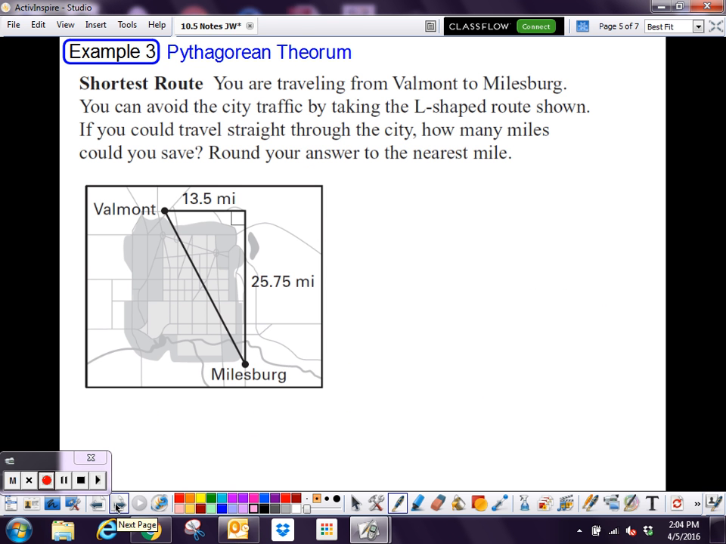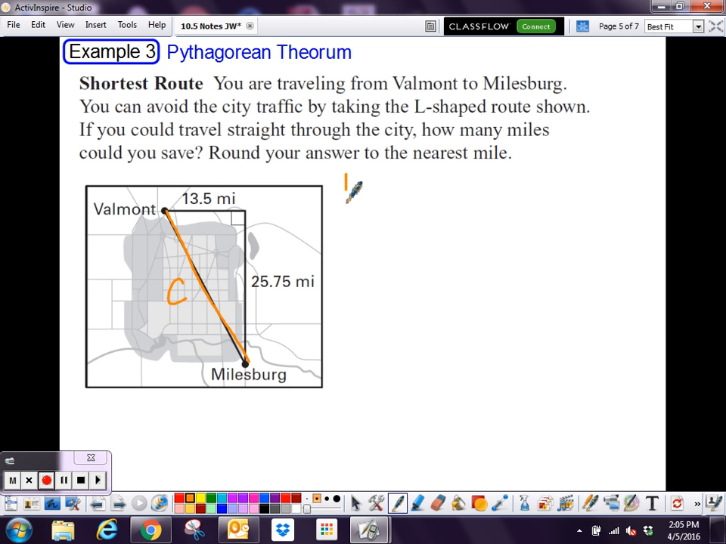Okay, now we're going to do a couple word problems. So this says you're traveling from Valmont to Milesburg. You can avoid the city traffic by taking the L-shaped route shown. If you could travel straight through the city, how many miles could you save? Round your answer to the nearest mile. So this is actually telling us that we can have decimal answers because it's telling us to round. Okay, so it's wanting us to figure out what this root is right here. It's wanting us to find C. Okay, so we have to figure out what that C side is.